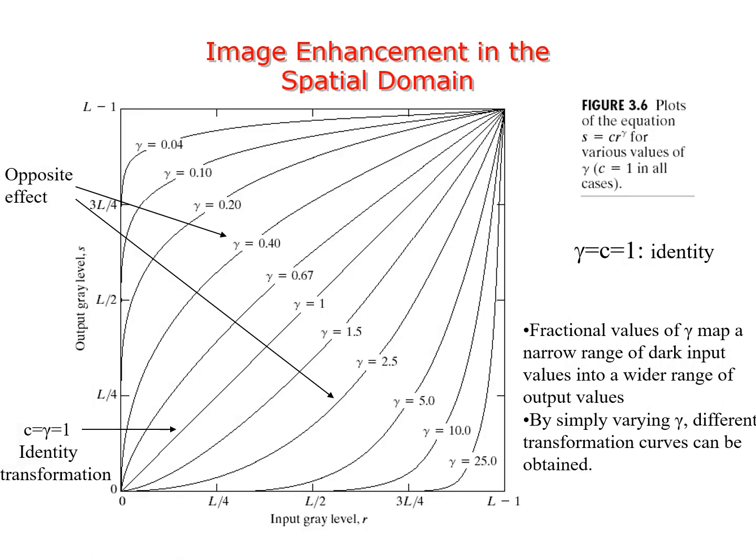Here again there is a plot of R versus S, and you can see that whenever gamma is equal to 1 and C is equal to 1, you get identity transformation, that is, the relationship between S and R is S equal to R. As you decrease the value of gamma, the image becomes brighter, same as logarithmic transformation. As you increase the value of gamma, the image becomes darker, same as inverse log.